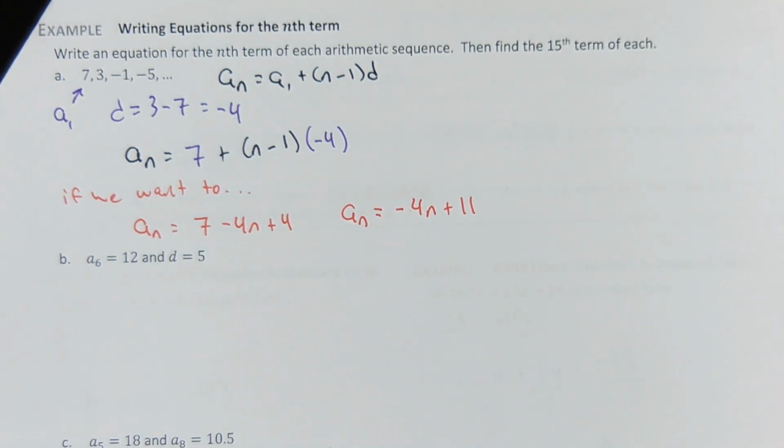I need someone to raise a hand and tell me what that looks like. Negative 4n plus 11. That format should look familiar. It looks like the slope formula. Well, slope intercept. Yeah, it looks like what you're used to graphing, doesn't it? It looks like y equals mx plus b. That's why it's in the same section as straight lines.